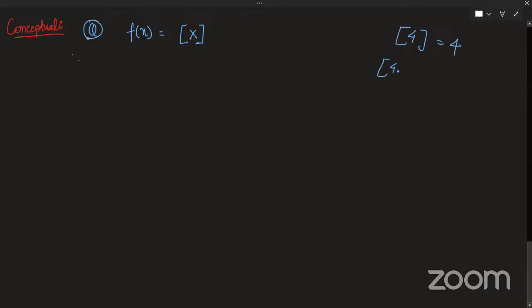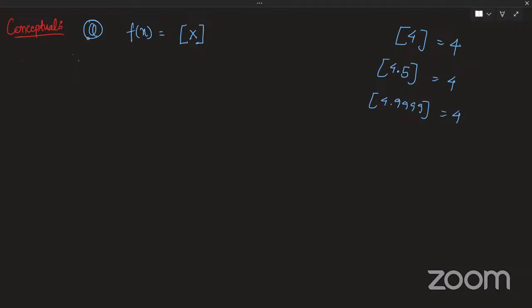What if I give it 4.5? 4, sir. What if I give it 4.9999? 5, sir. It will be 4, not 5. See, it will always bring it to the lesser integer, to the integer that is lesser than it. It is not an estimation function. Fine. Got it, everyone? Yes, sir.